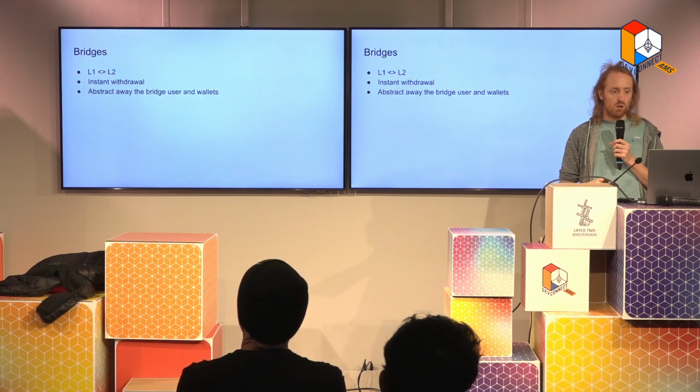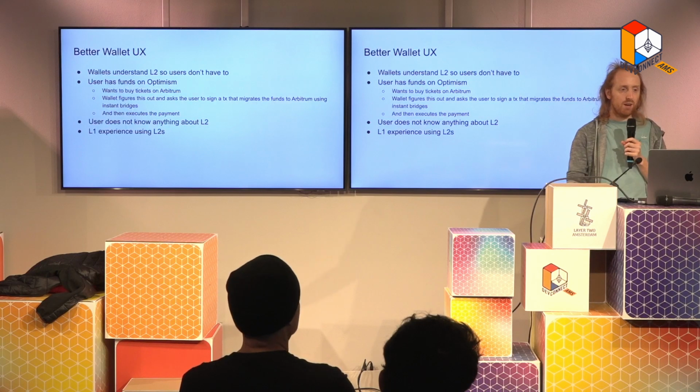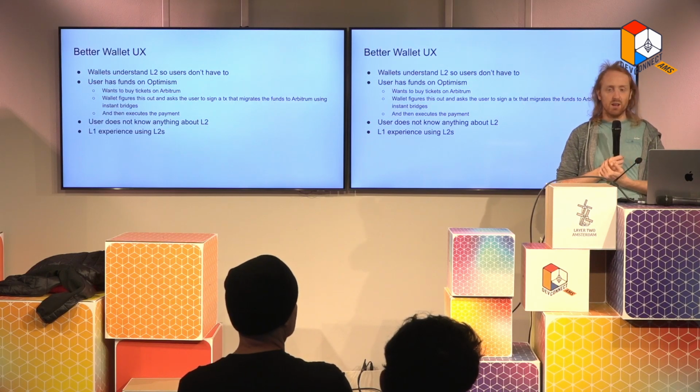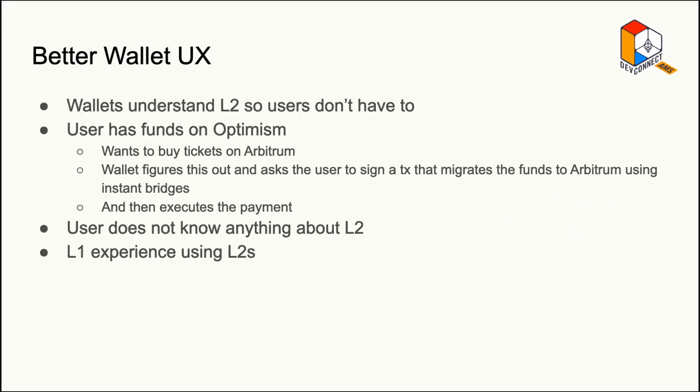Cool. Yeah. Another thing that's important is that we have different layer 2s, and right now it's really complicated for users to understand, I have some money on Arbitrum, I have some money on Optimism, how can I move money from Arbitrum to Optimism? And this is just a lot of work for new users.